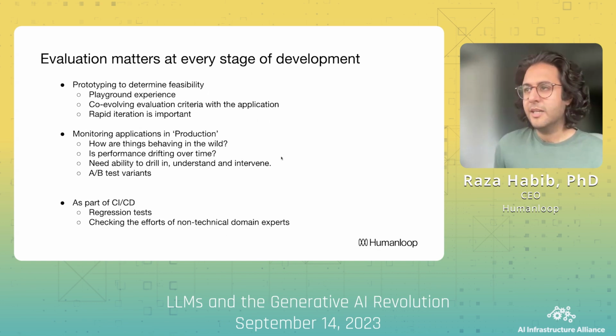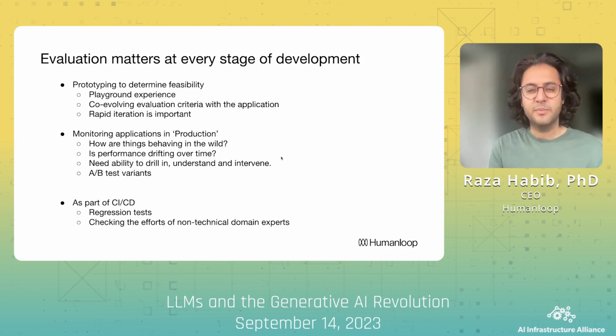And evaluation matters at every stage of large language model development. At the prototyping and idea stage, people are typically iterating very quickly. Maybe they use something like the OpenAI or Humanloop playgrounds. They're trying to test the feasibility of their idea. And because the target of what they're doing is moving, rapid iteration is really important. And the criteria that best define evaluation kind of change, right? So you start off with a handful of examples.